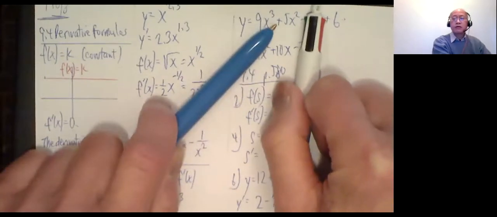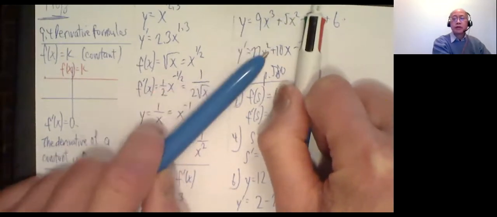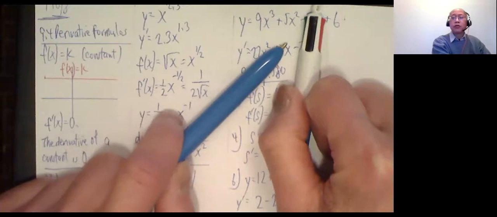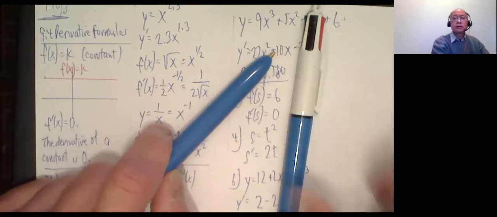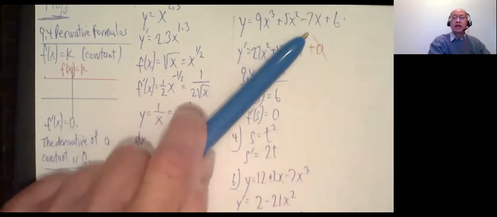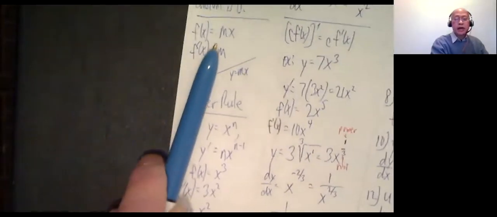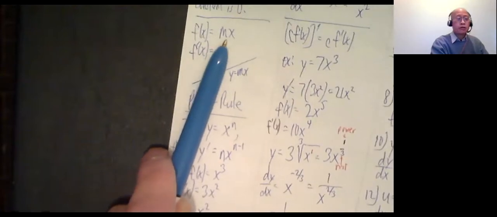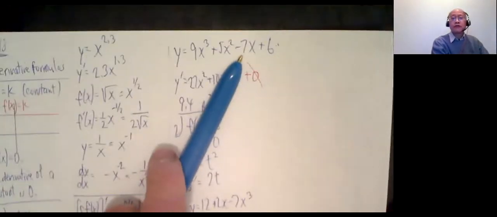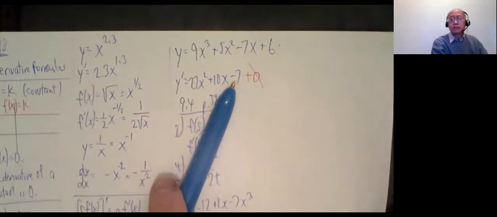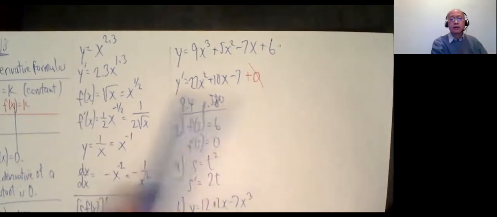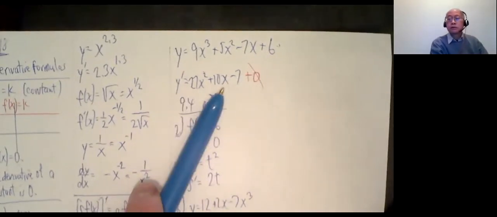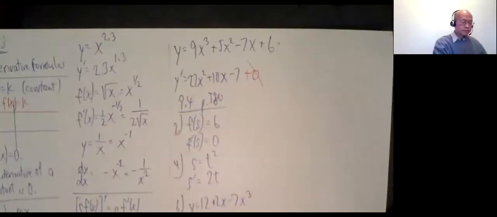Derivative of 5x squared. 5 times 2 is 10, so 10x to the 1, which is just 10x. Okay, derivative of negative 7x, that looks like this one, mx. So it's just going to be the coefficient. What's the coefficient of negative 7x? Minus 7. And the derivative of 6 is 0. So if you're adding 0, you don't have to write it. Okay. So there we go.